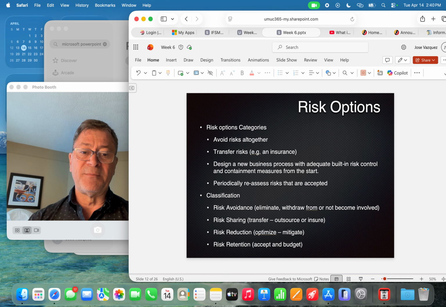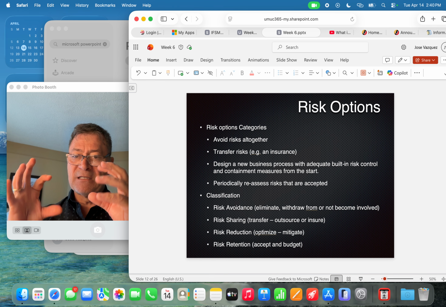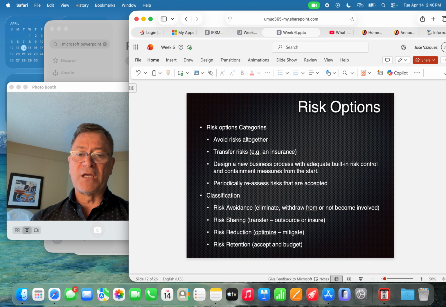Risk reduction: optimize, mitigate. You come up with a COOP plan, a continuity of operations plan. You try to maximize the thing that you're working on to the point that the possibility of it happening is reduced quite a bit.